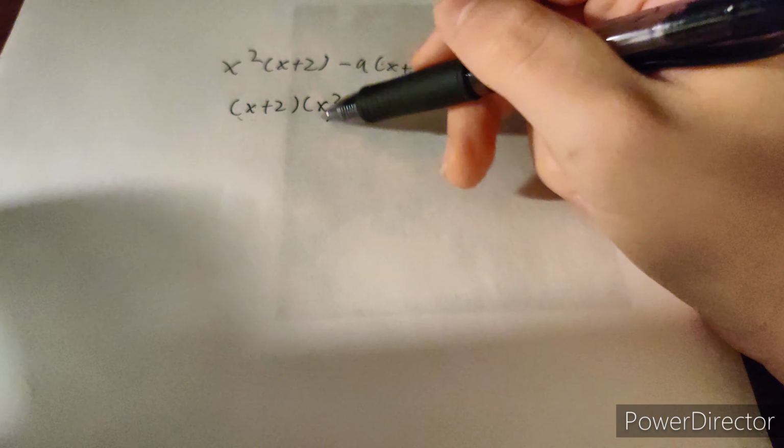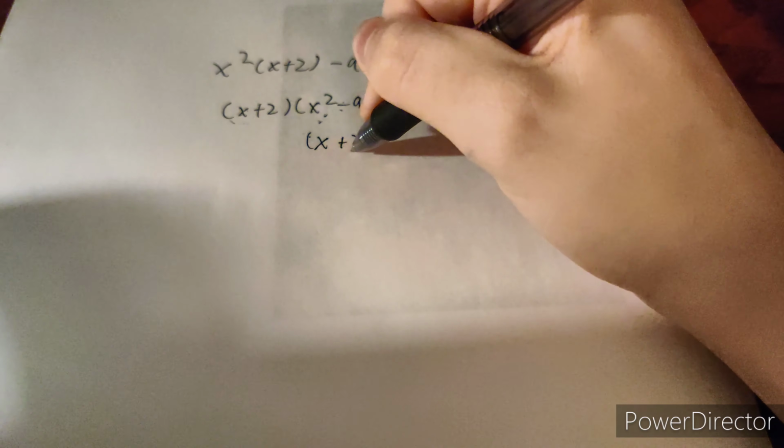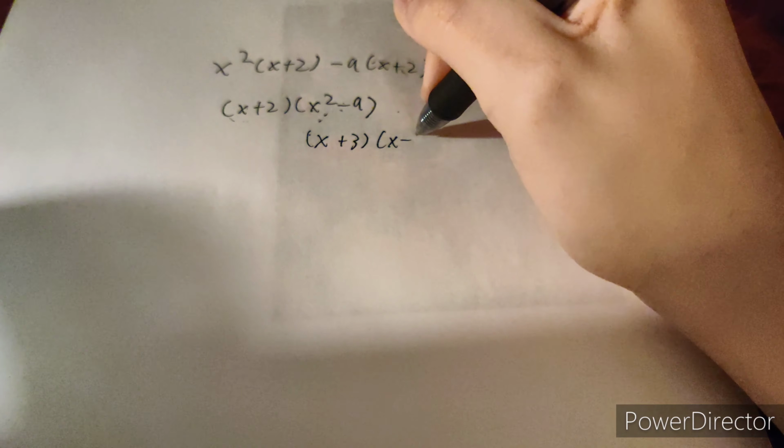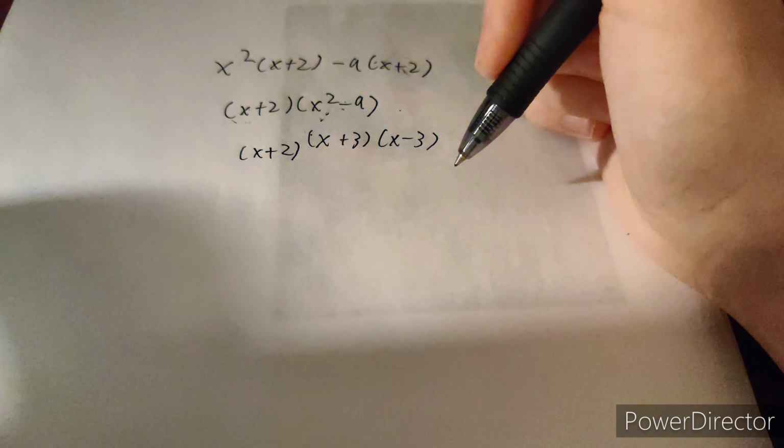Okay. We don't want that exponent, so we turn this into x plus 3, x minus 3, and then we bring down the x plus 2. See?